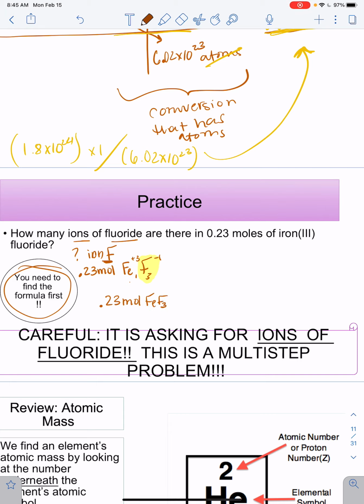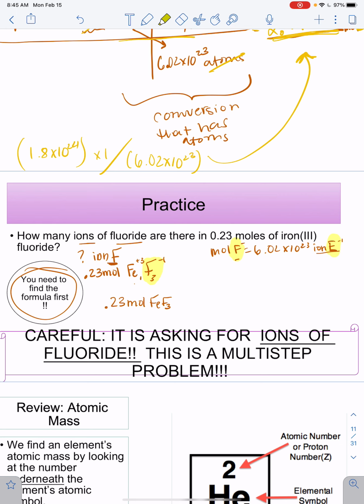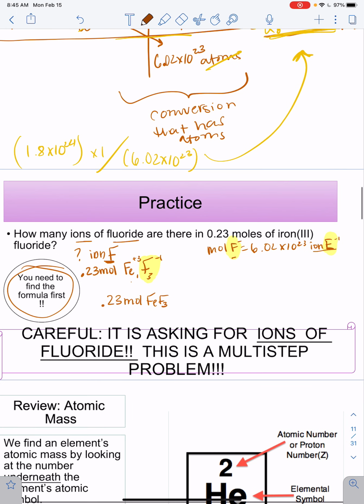So the first thing I have to do is try to get to moles of fluoride, because I know that moles equals 6.02 times 10 to the 23rd, whatever I want it to be. I specifically want it to be ions of fluoride, so I need to know moles of fluoride. This part right here has to match, okay? So since I have mole of FeF3 on top, I want to put mole of FeF3 on bottom. And I'm trying to get to mole of F so that I can get to ion of F.